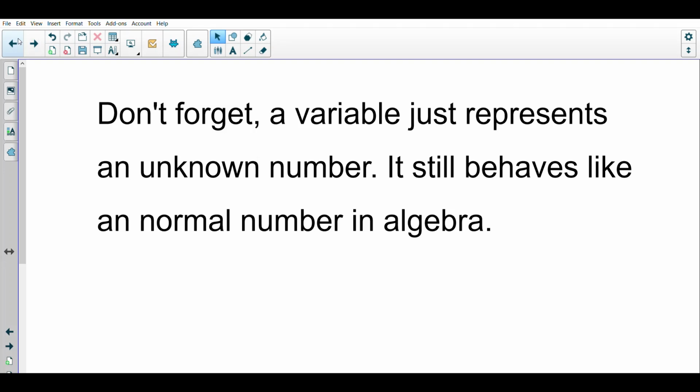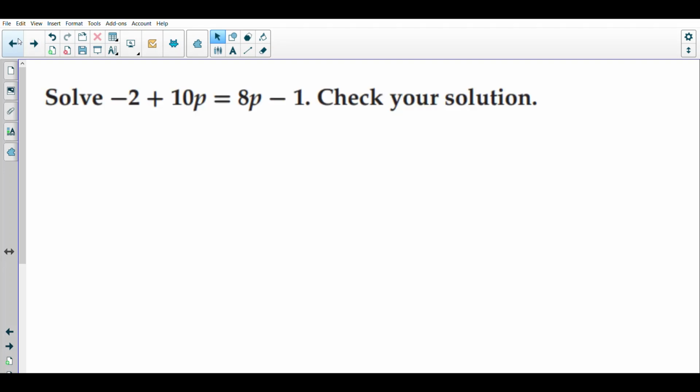Like before, if we wanted to subtract 3 from both sides, we could do that. Well, here it still remains the same. So let's look. Solve -2 plus 10p equals 8p minus 1. So we notice that there's a p on each side. So what we first need to do is to get all the variables on one side and all the non-variables on another side. So I'm going to move one of the variables. I'm going to move 8p because I always try to move the smaller of the two.